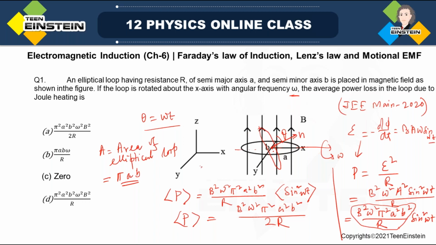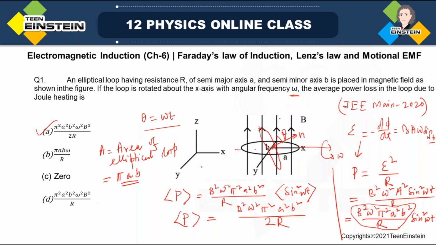I hope it is clear to you. So the first option is the correct answer, not this one. That one is actually the total power, not the average power. This is the average power. So option A will be the correct answer for this question.